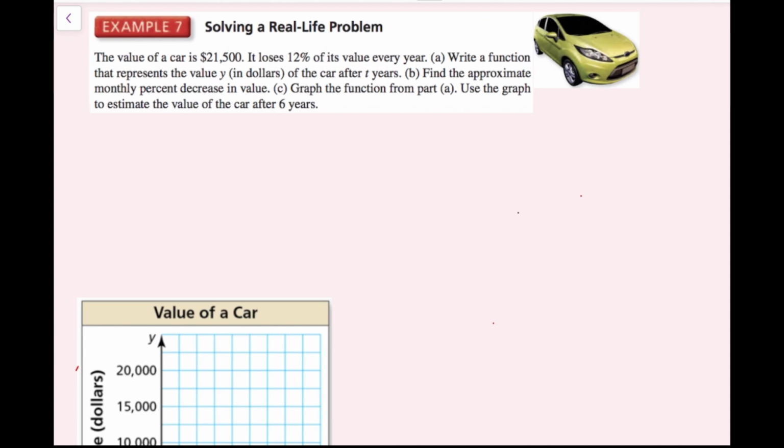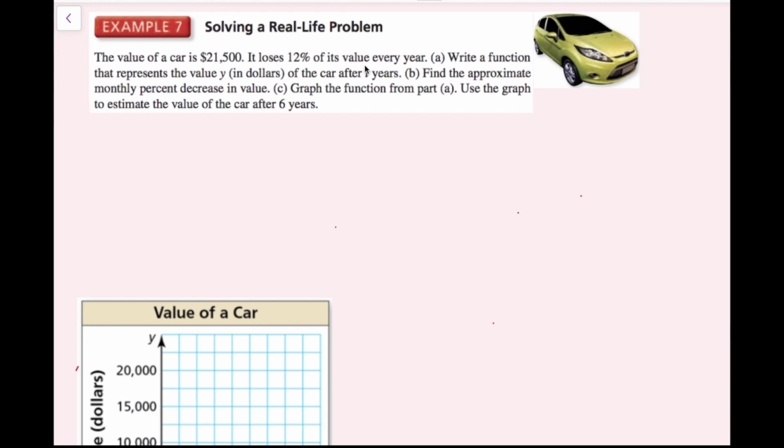For this example, the value of a car is $21,500. It loses 12% of its value every year. Part A, write a function that represents the value y in dollars of the car after t years. Part B, find and approximate the monthly percent decrease in value. And part C, graph the function from part A, use the graph to estimate the value of the car after 6 years.